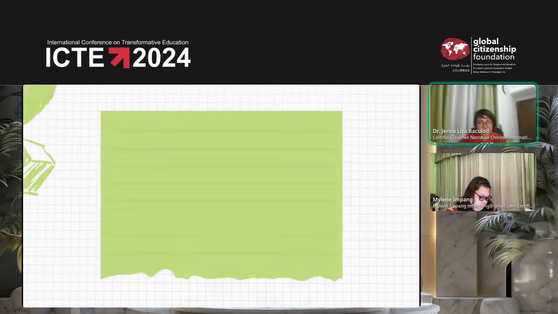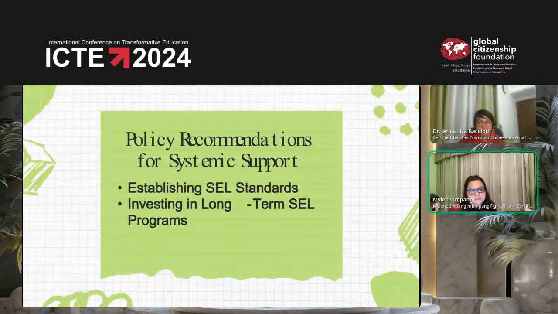All right, let's have our next slide. Policy recommendation for systemic support. Establishing SEL standards. By including SEL competency in district and state standards, we set a framework for its consistent application. Schools that have a specific benchmark for SEL can more effectively measure its impact and make adjustments as needed.